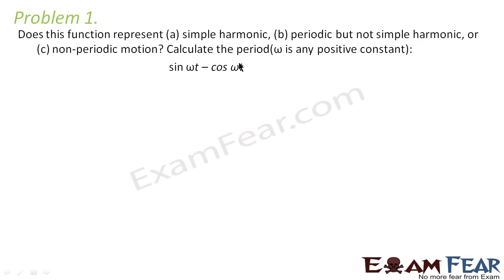This problem says that you are given an equation which defines the motion of an object. Looking at this equation, you have to say whether this function represents a simple harmonic motion, or a periodic motion but not simple harmonic, or a non-periodic motion. So how do we say whether the motion is a simple harmonic motion or not? The equation given is sine omega t minus cos omega t. The question also says that if it is a simple harmonic motion, then calculate the period.